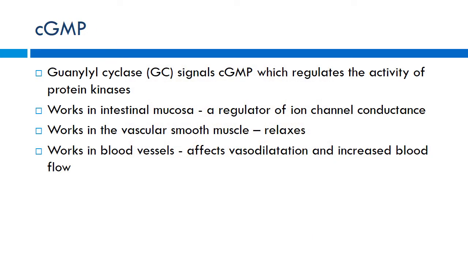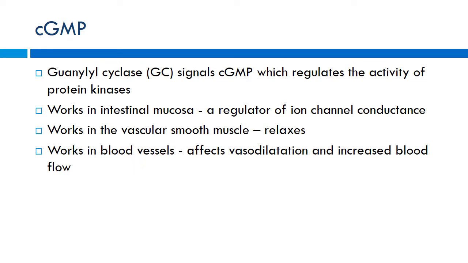Okay, so the cousin to cyclic AMP is going to be cyclic GMP, and guanylyl cyclase will be the enzyme here that converts GTP over to cyclic GMP. You're going to find it is really responsible for a lot of regulation in smooth muscle contraction. You're going to see it works in the intestinal mucosa. It actually can help to regulate ion channel conductance, so how the ions are going to flow into and out of the GI tract can be affected here. It works a lot in the vascular smooth muscle, so this will be really important for helping to relax vascular smooth muscle, allowing for hypotension or to try to drop blood pressure. I'll show you a really good example of that in a second.